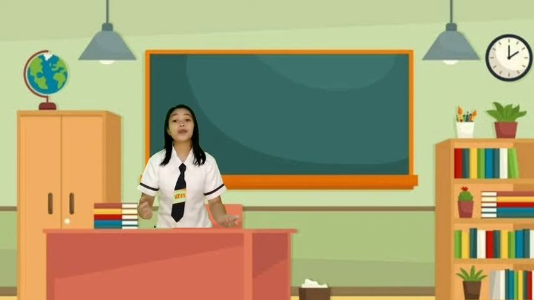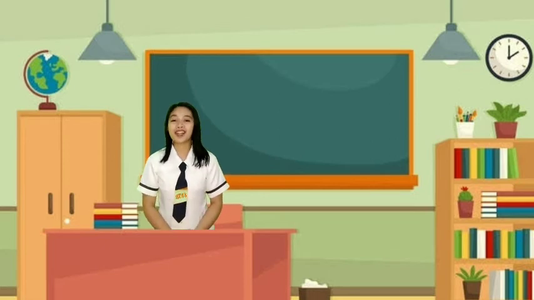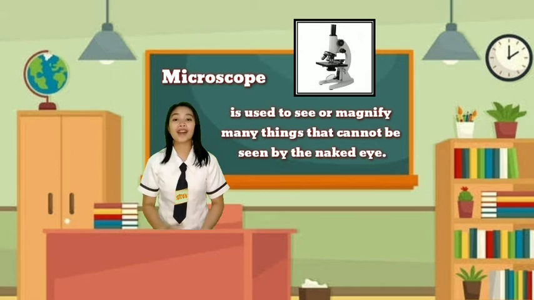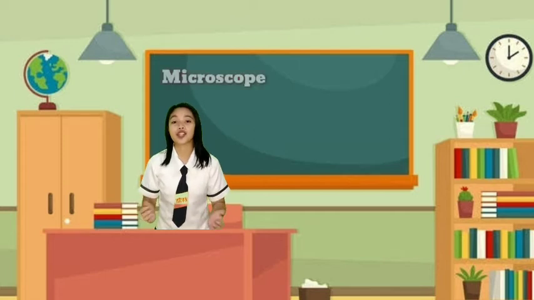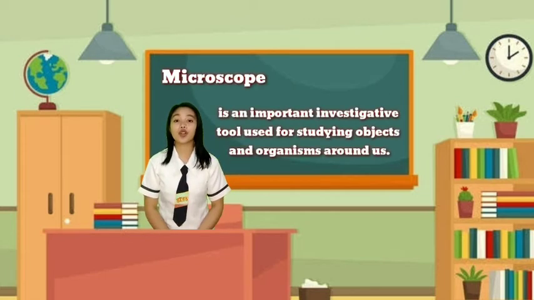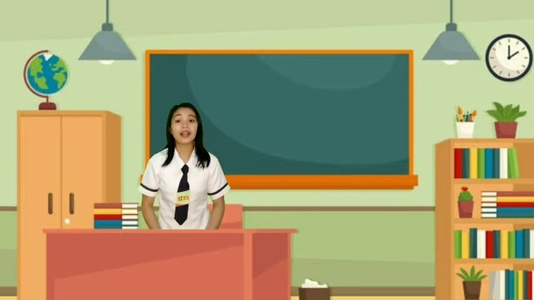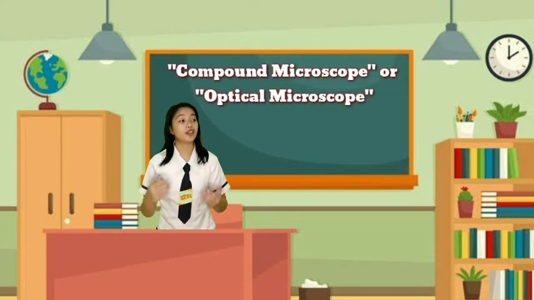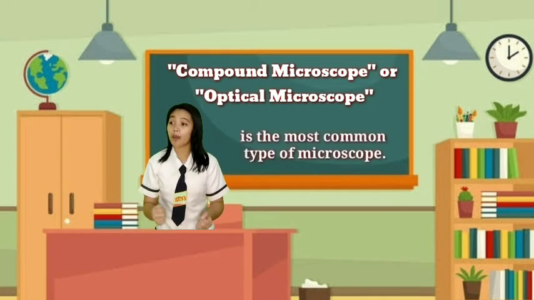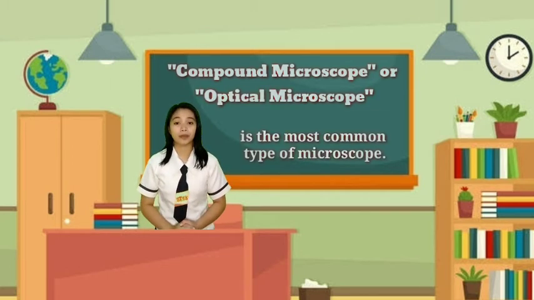Class, in your own perception, what is a microscope? Very good. A microscope is used to see or magnify many things that cannot be seen by the naked eye. The microscope is an important investigative tool used for studying objects or organisms around us. Microorganisms, like bacteria, can be observed through the use of a microscope. The compound microscope, or optical microscope, is the most common type of microscope.